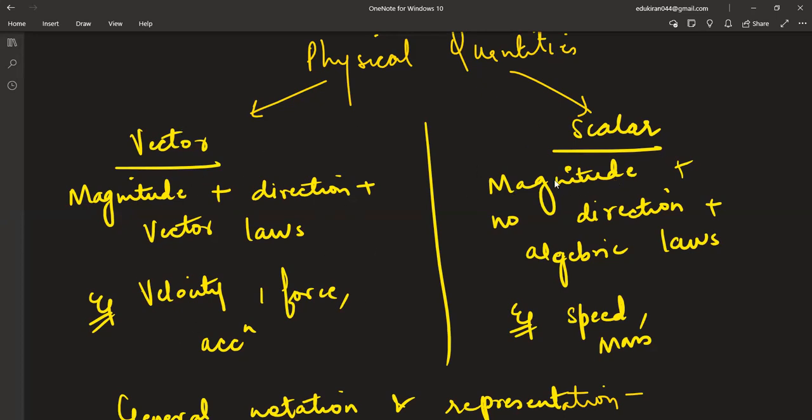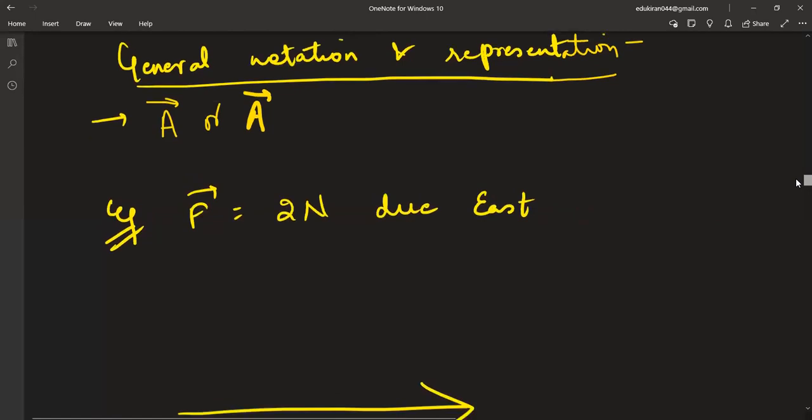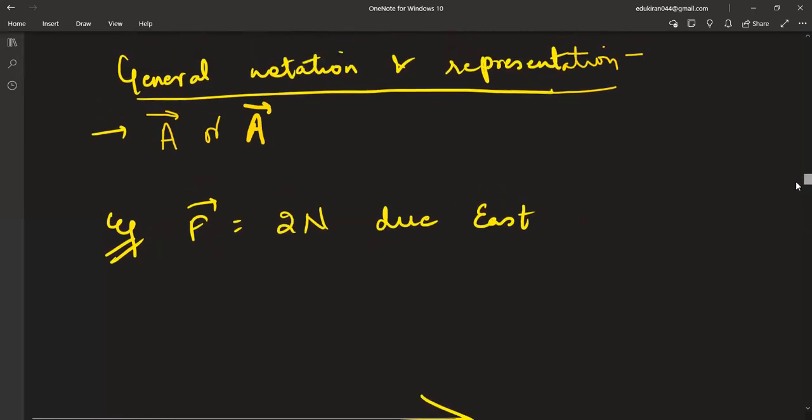When we talk about scalar, there is just a magnitude present of the quantity. You don't need to put up the direction. You don't need to use any vector laws. It just follows algebraic laws. Algebraic laws means you just have to algebraically add, subtract, divide, multiply, the way you have been using normal mathematics. Now coming to the point, what is meant by a vector quantity?